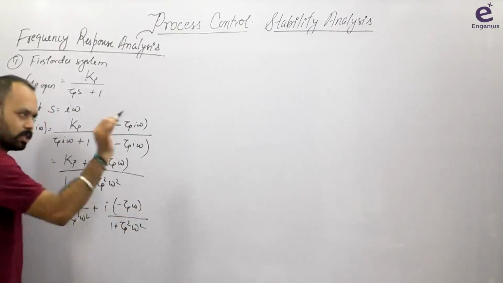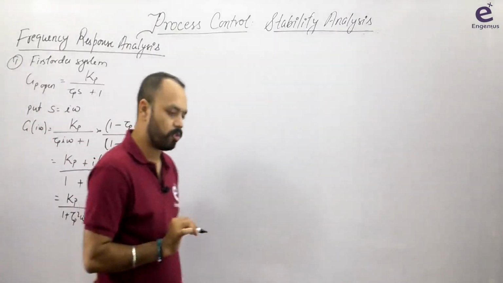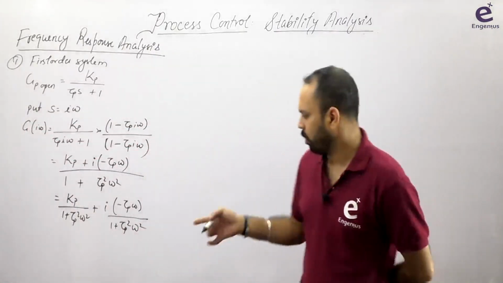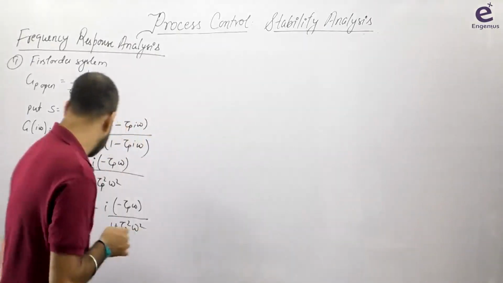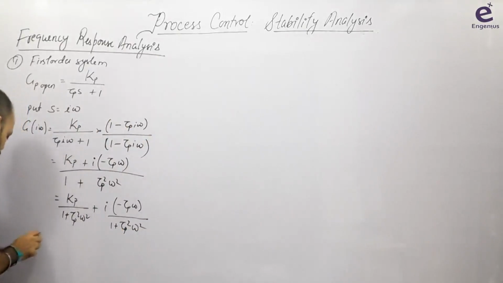So that was my second step, where I converted this complex number into the standard form. Now how to find the amplitude ratio? Take the modulus. How to find phi? Let us find phi first. Phi of a first order system is equal to the argument. And how do we find the argument?